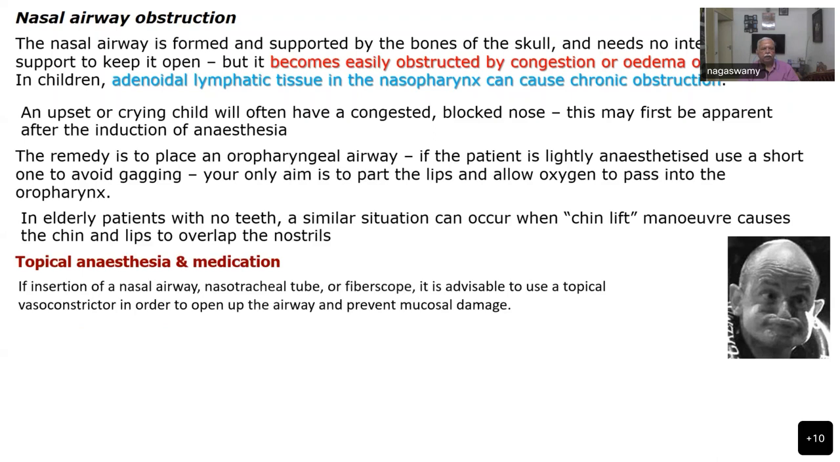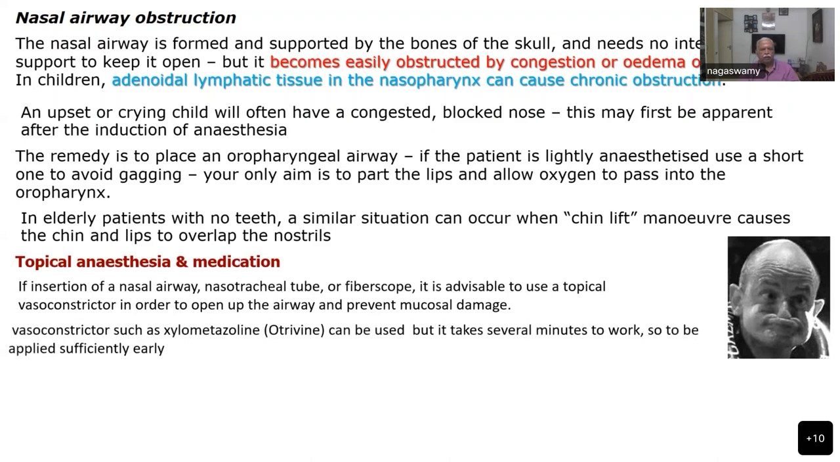Now coming to topical anesthesia and medication, for insertion of a nasal airway, nasotracheal tube or fibroscope, it is advisable to use a topical vasoconstrictor in order to open up the airway and prevent mucosal damage. Either xylometazoline, which is Otrivin, can be used, and it takes several minutes to work, so it should be applied sufficiently early.